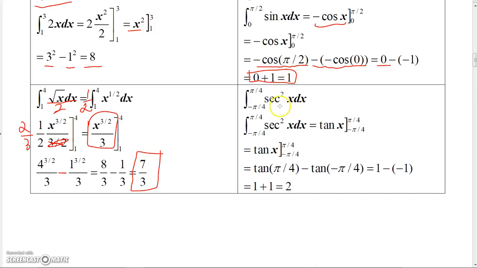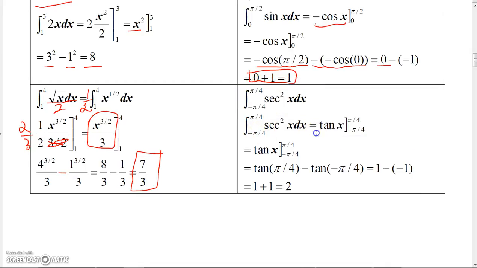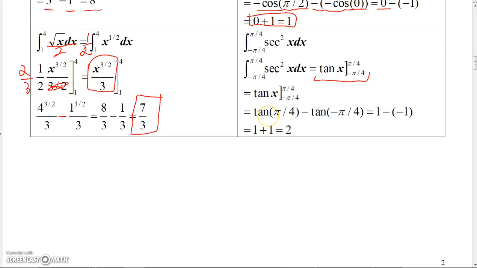Okay, now let's take a look at this one. Integrating from minus pi over 4 to pi over 4 of secant squared x. Well, we know that when we integrate secant squared x, we get tangent x. So I'm going to evaluate tangent x from minus pi over 4 to pi over 4. I don't know why I wrote that twice. I think I did it on the previous example. But anyway, tangent of pi over 4 minus the tangent of minus pi over 4.